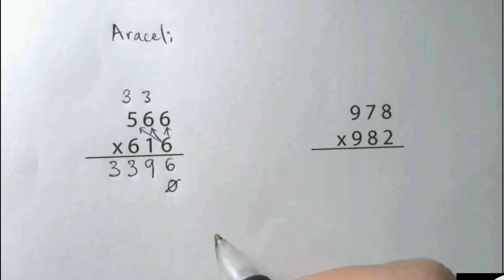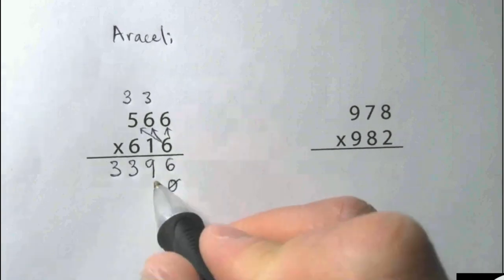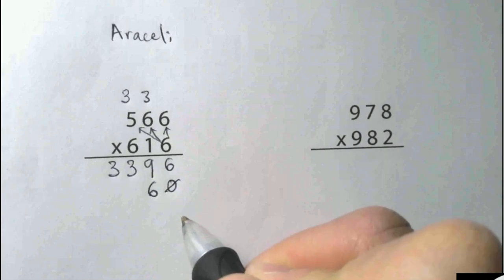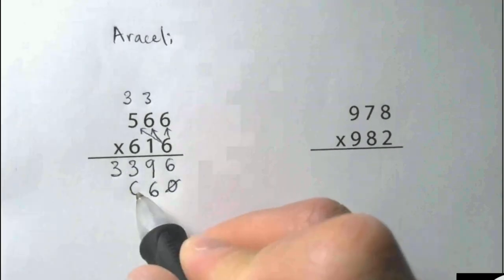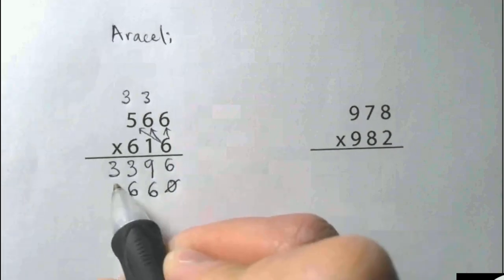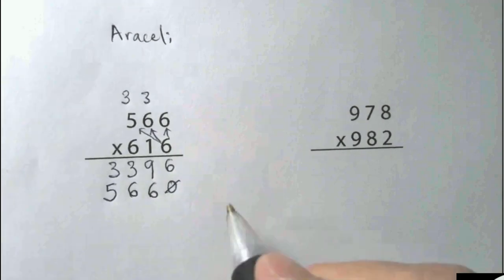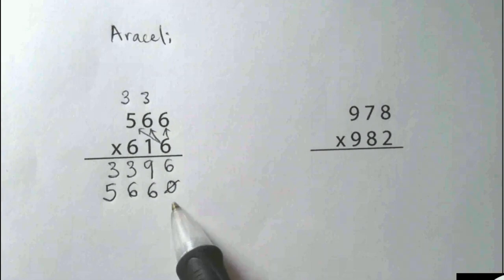Continue. Then you multiply 1 times 6, which is 6. Okay. And you multiply 1 times 5, which is 5. All right. What do you do next, Araceli? Then you put 2 zeros under the 0 and 6.